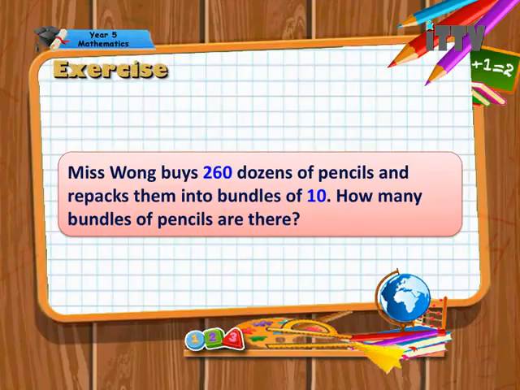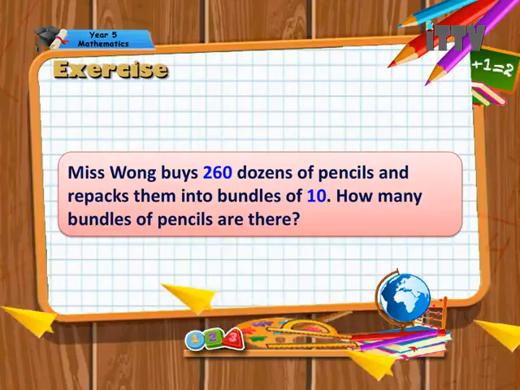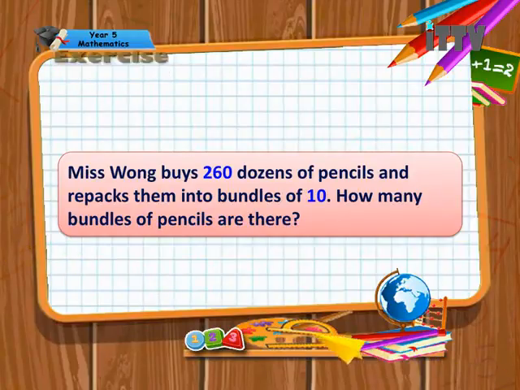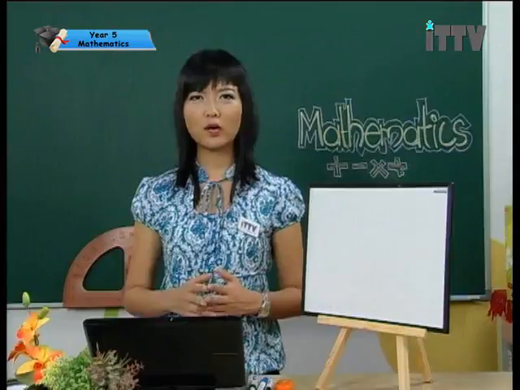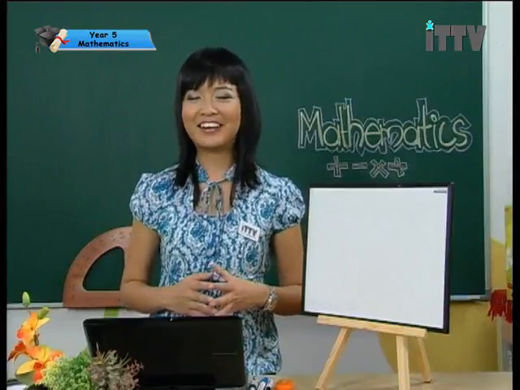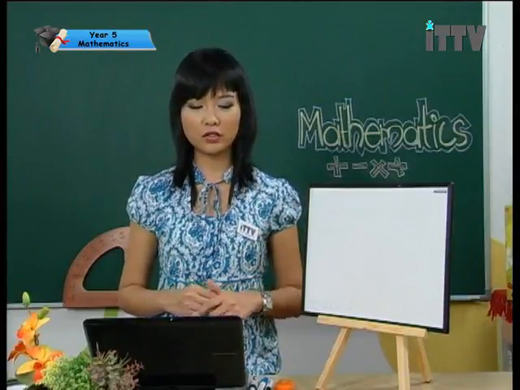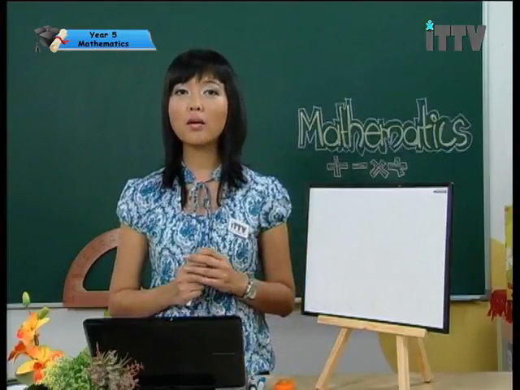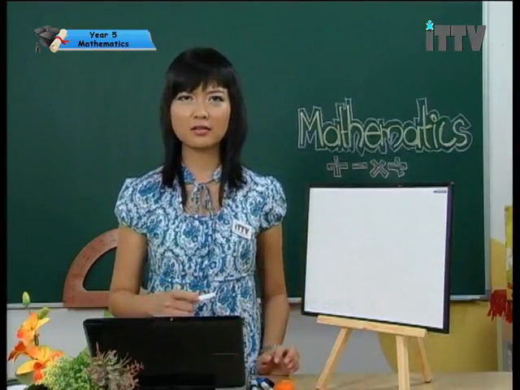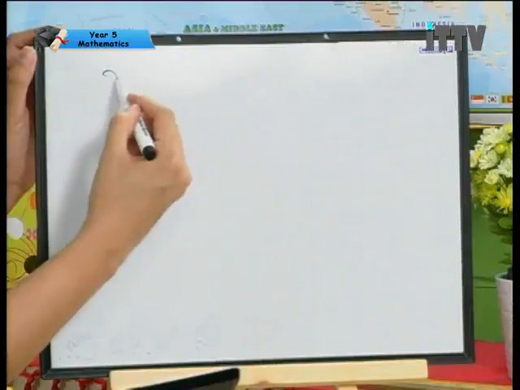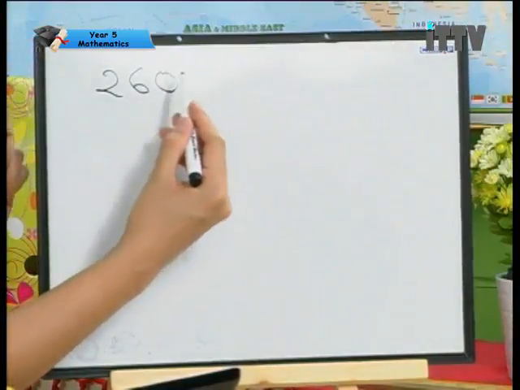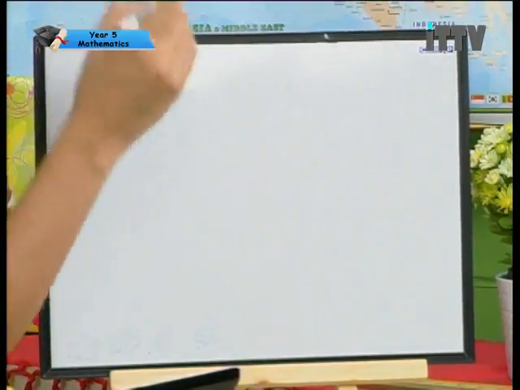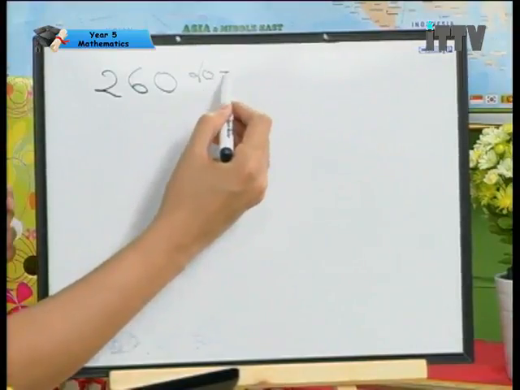Miss Wong buys 260 dozens of pencils and repacks them into bundles of 10. How many bundles of pencils are there? Okay, now we have Miss Wong and a lot of pencils. Let's try to understand the question first. Miss Wong buys how many pencils? 260. Is that all? No, it's 260 dozens.